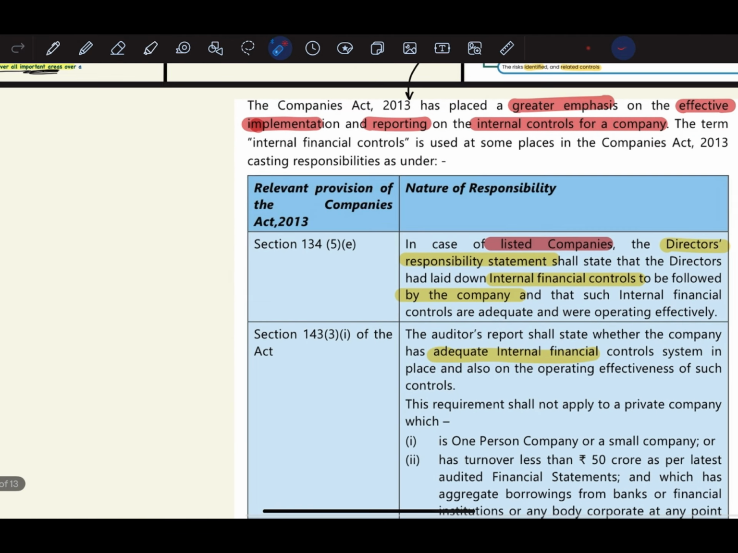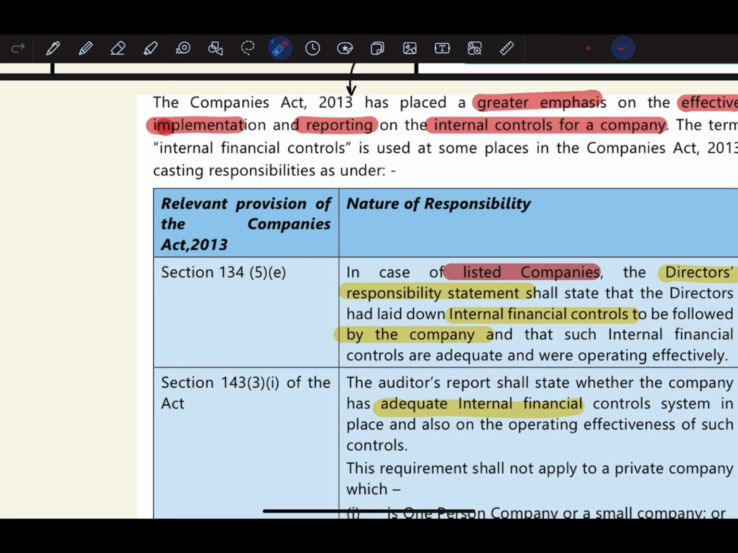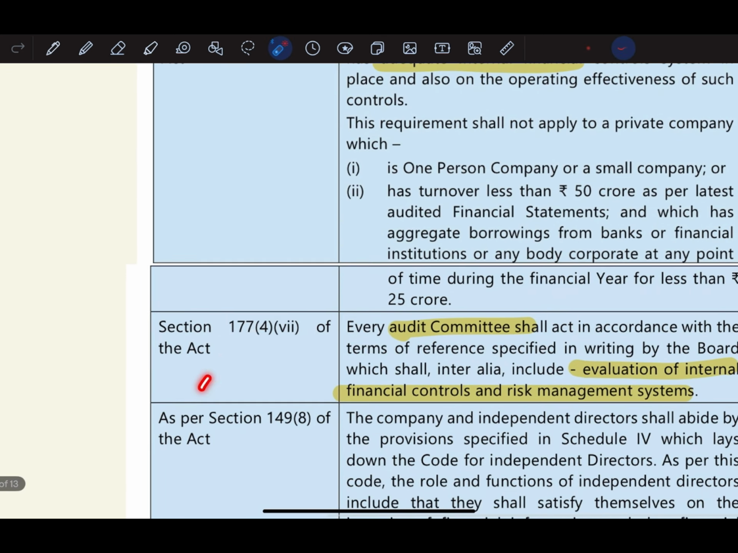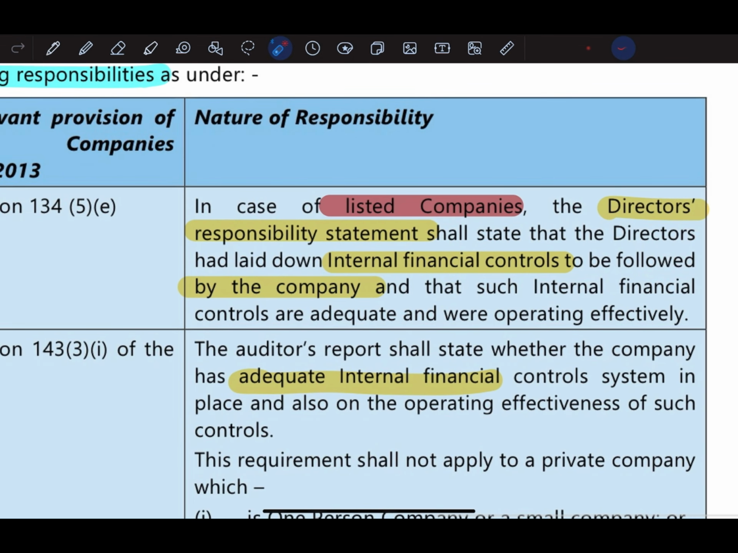The important part over here is that the Companies Act has given a few areas where internal financial control is important. The Companies Act has placed greater emphasis on effective implementation and reporting on internal controls for a company. The term internal financial control is used at some places in the Companies Act, casting responsibilities as under. As per Section 134(5)(e), in case of listed companies, the director's responsibility statement shall state that the directors have laid down internal financial controls to be followed by the company.